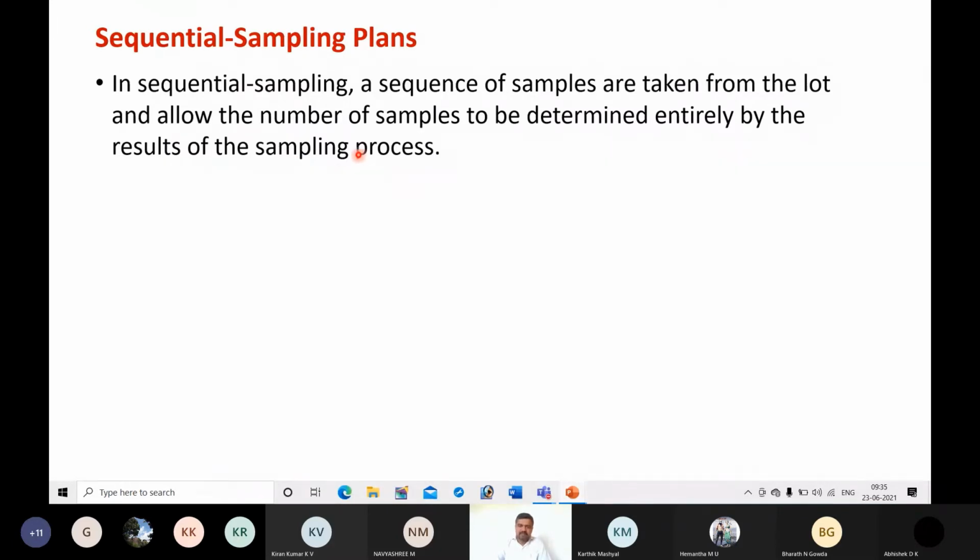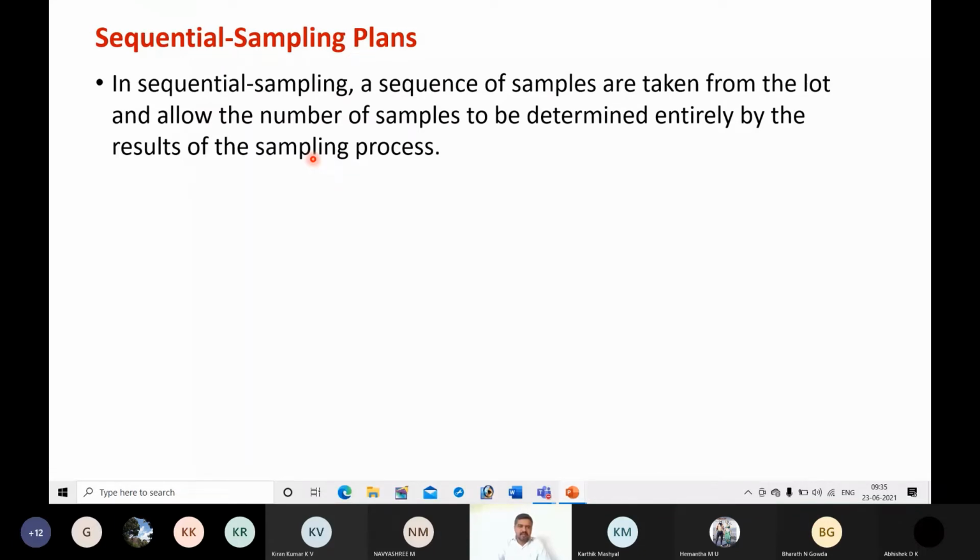In the previous cases, the sampling plan included the sample size, and we picked that many samples from the lot. But in sequential sampling, the number of samples is not decided. We don't know how many samples we are going to take. That will be decided by the process itself, depending on how many defectives we get.